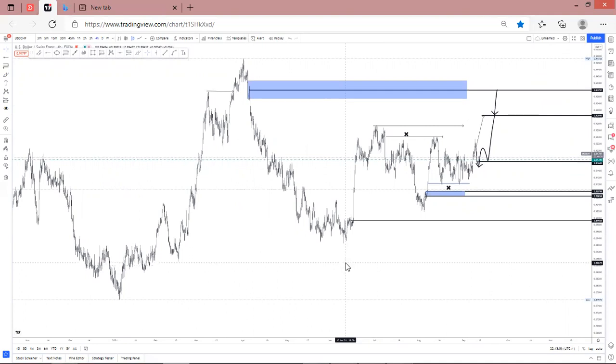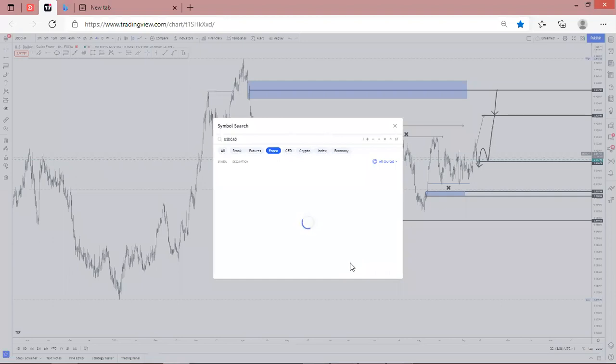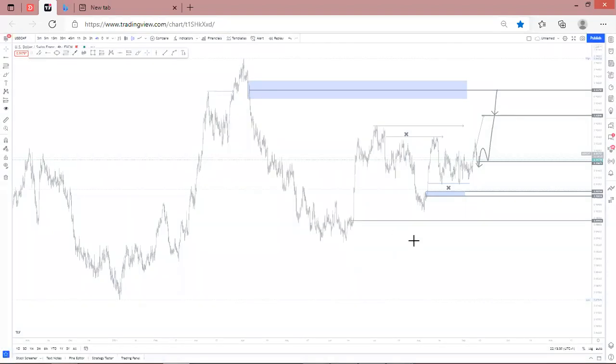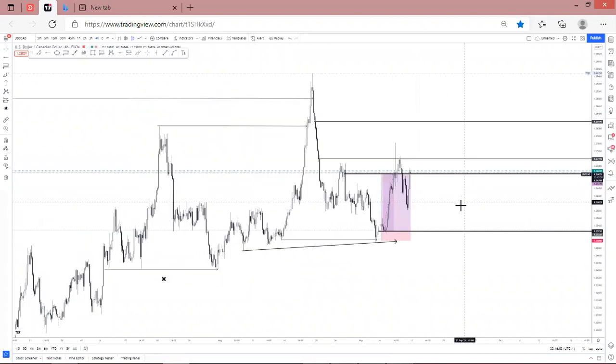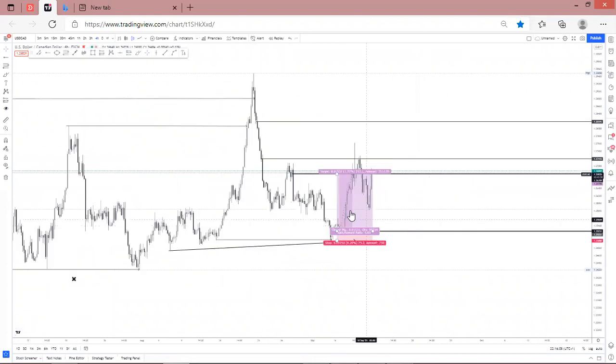Now for USD CAD, we'll be looking out for USD CAD, which will be our next pair. After the Zoom class, I'll be sending my charts down to the groups.